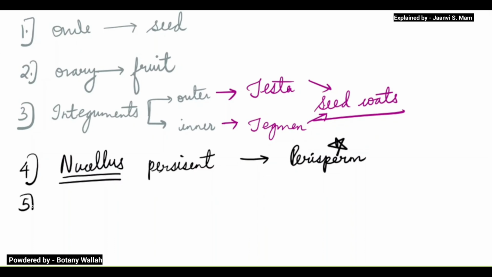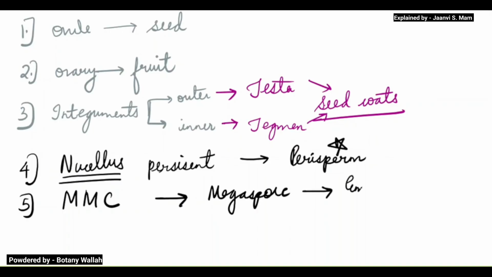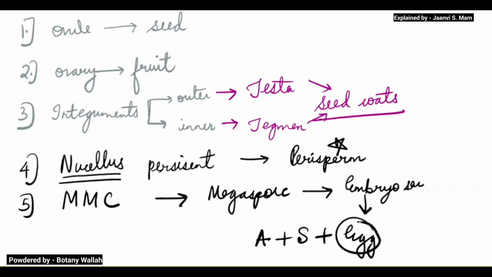You can write the fifth conversion as megaspore mother cell converted into megaspore, and then this megaspore converted into embryo sac. This embryo sac has egg, it also has antipodals, it also has synergids. But the very important thing that it has is the egg. So you should know this much. These are the conversions for today.